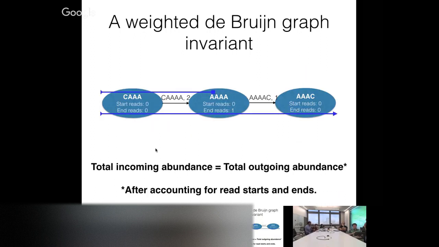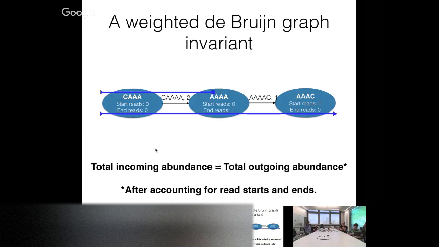However, there are a lot of nodes in the graph where you need some extra information to actually enforce this invariant. Those nodes are the ones that appear at the start or the end of reads. For example, in this case, you can see the node labeled AAAA. There are 2 reads coming in, so the total incoming abundance is 2, but there's only 1 read going out, so the outgoing abundance is only 1. However, if you record how many times that node appears at the start or the end of any of the reads, you can use that information to actually enforce this invariant.